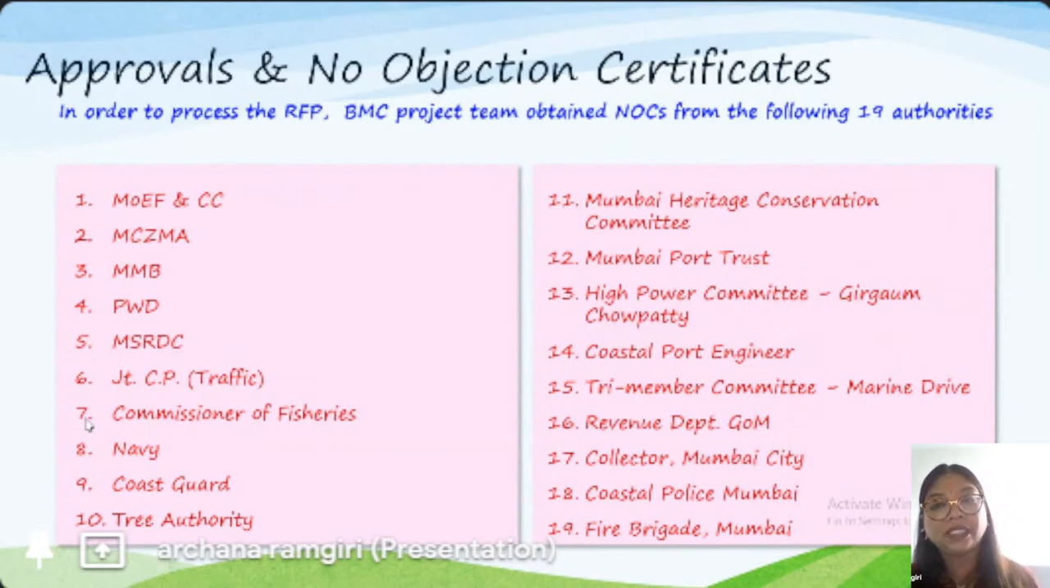Then the Mumbai Heritage Conservation Committee. This is involved mainly because our project starts from Princess Street, so there is a Marine Drive Heritage Committee. We need to take an NOC from the Mumbai Heritage Conservation Committee, as well as the High Power Committee, as we are going to work at Girgaon Chowpatty. Then Coastal Port Engineers, then the Revenue Department and Collector, as we are going to generate huge land by reclamation, so we need an NOC from the Collector, then coastal police and fire brigade.